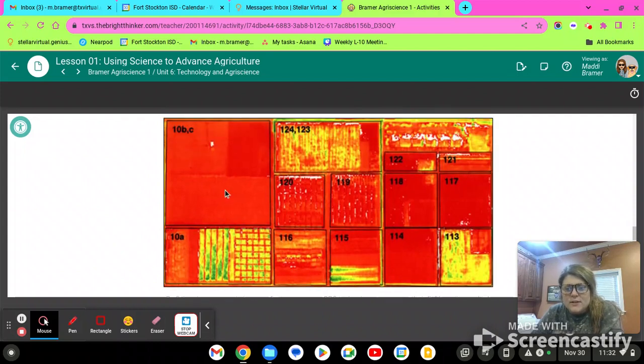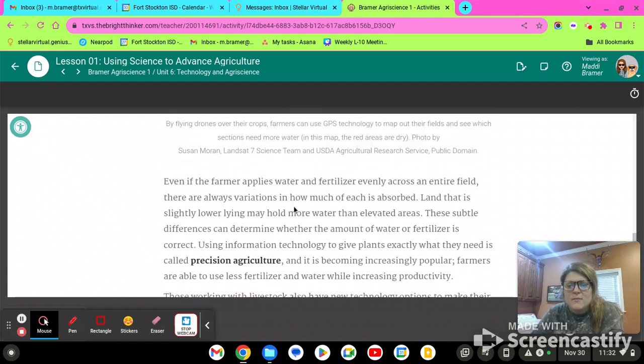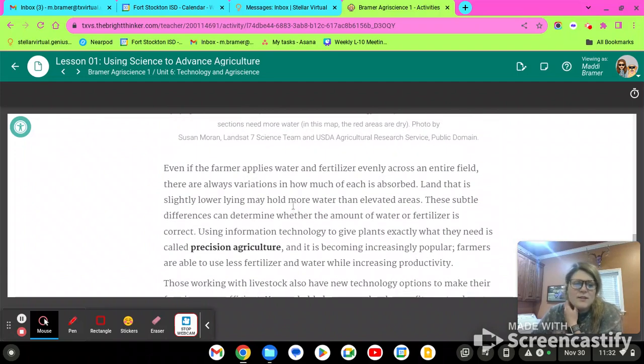So that's really cool. You can see which ones, the red ones, are saturated, and the ones that are really light, they're going to need more water. So you don't have to worry about irrigating, and you don't have to waste water. Just water the ones that are needed. So this is helping water be more efficient.